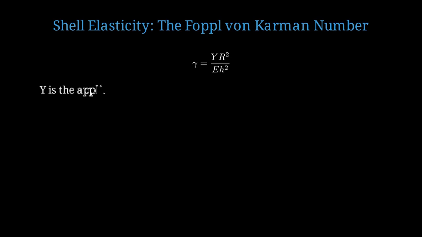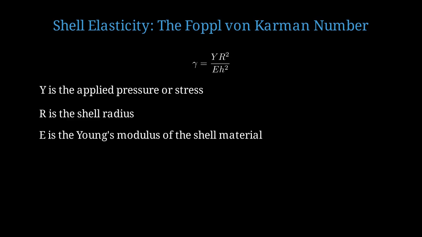To understand buckling, we need to characterize the shell's elastic properties using the Föppl von Kármán number. The Föppl von Kármán number gamma equals Y R squared divided by kappa. This dimensionless number determines buckling behavior. Y represents the applied pressure or stress on the shell. R is the radius of the spherical shell. E is the Young's modulus, measuring the material's stiffness. H is the thickness of the shell wall.